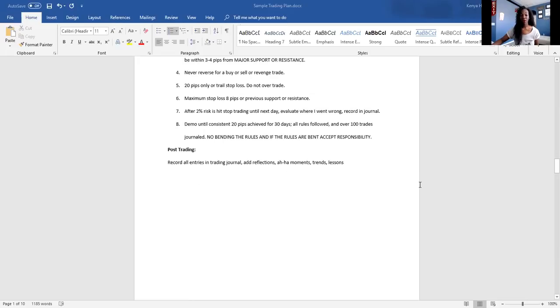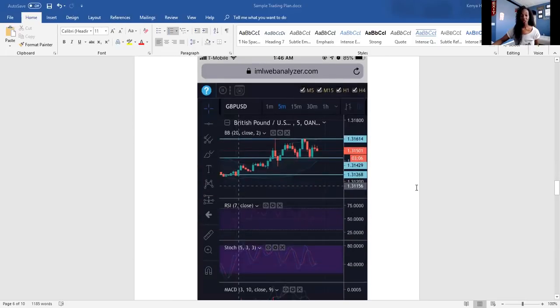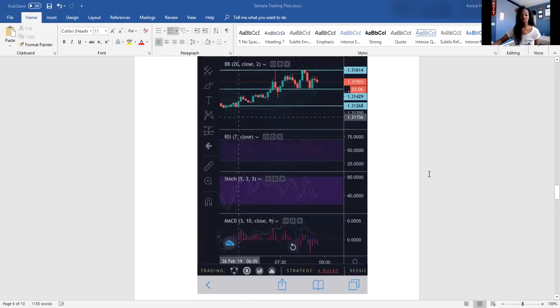Just remember, after every trade, you want to journal your trade. You'll see here that I have a sample trade that shows the four confirmations based on the KiSS strategy. It also shows how I trade the pullback. So you'll see that as you go through it.